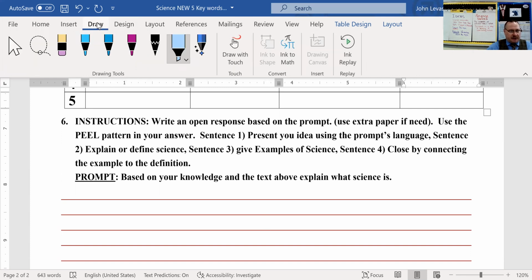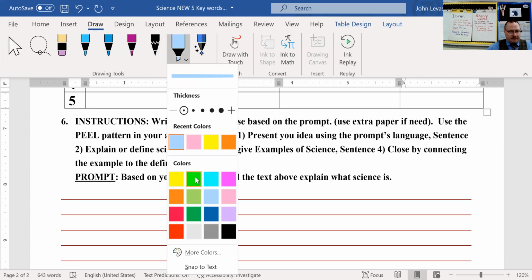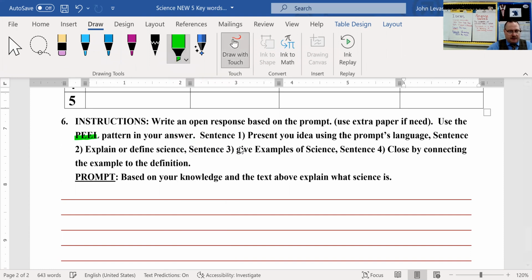P, present your idea using the prompt's language. Sentence 2, explain or define the idea. In this case, it's going to be science. So P, present, use the prompt's language. E, explain. The next E, give examples of science. And the last one, close by connecting or linking the example to the definition.